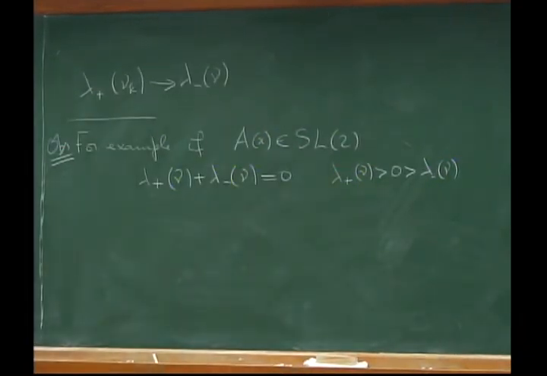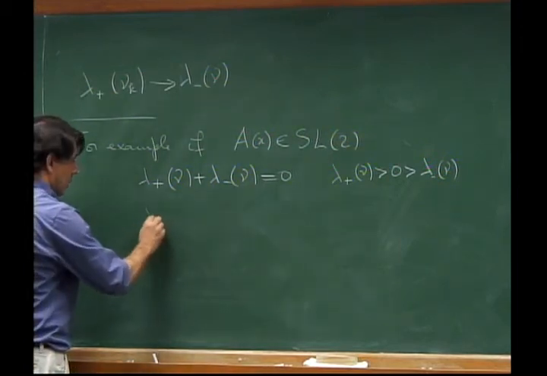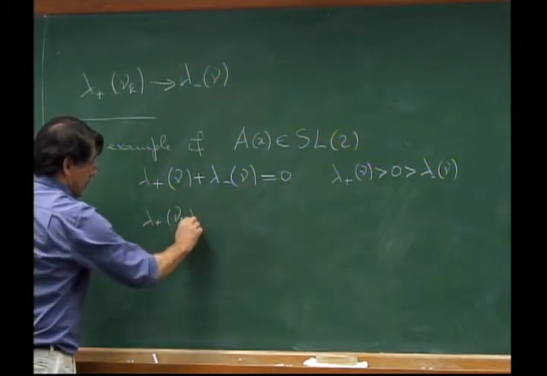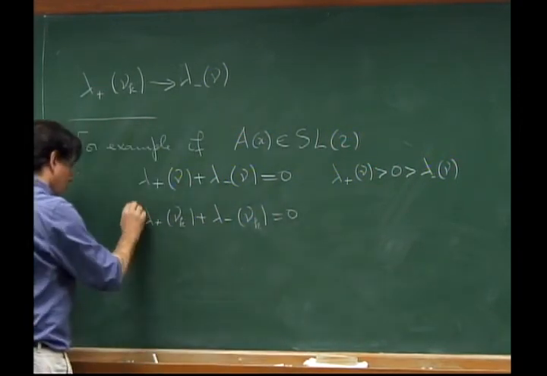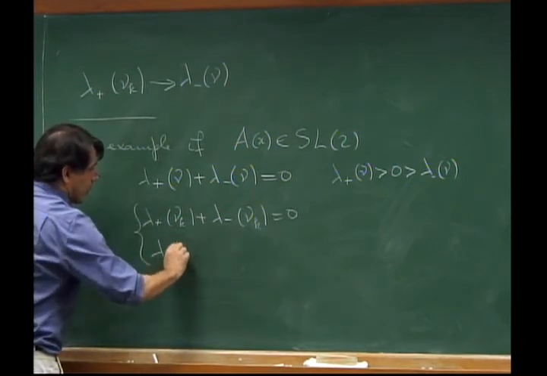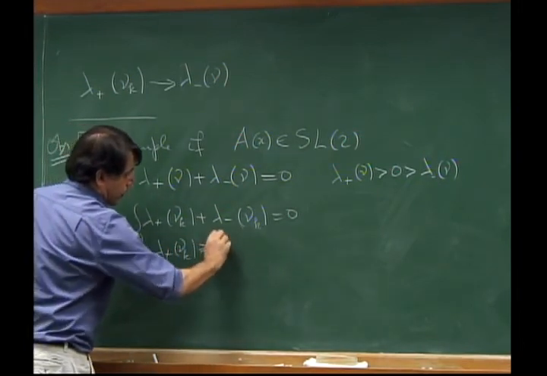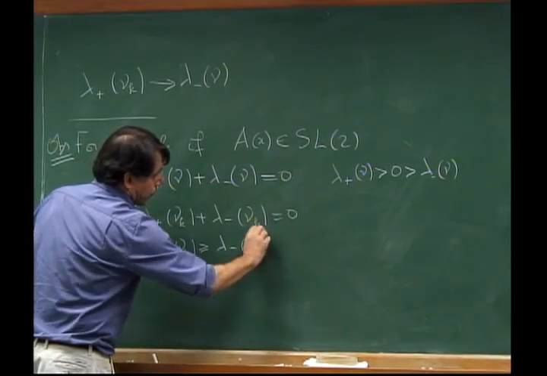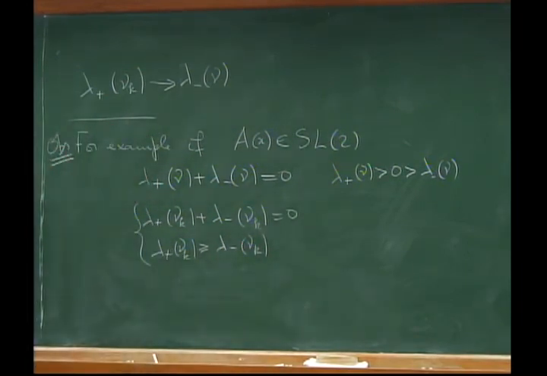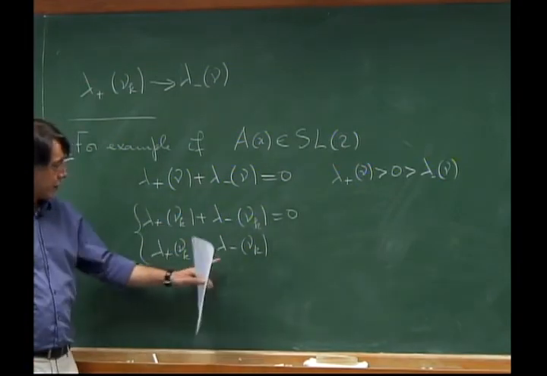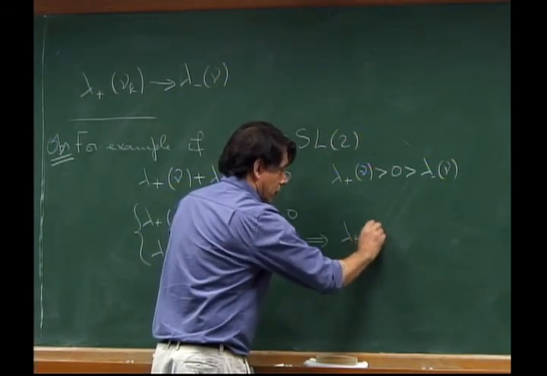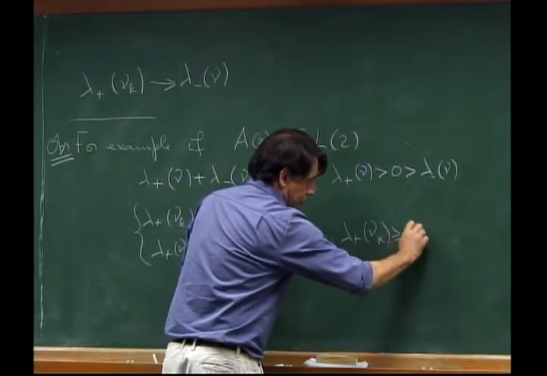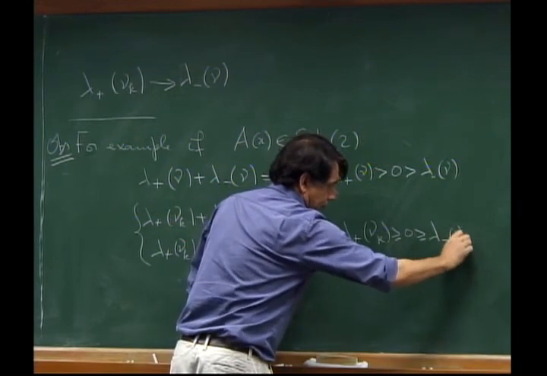I assume that they are different. Okay? On the other hand, lambda plus of nu k plus lambda minus of nu k is also 0 for the same reason. And, of course, lambda plus of nu k is bigger or equal than lambda minus of nu k. And if the sum is 0 and one is bigger or equal than the other one, lambda minus of nu k is bigger or equal than 0, bigger or equal than lambda minus of nu k.